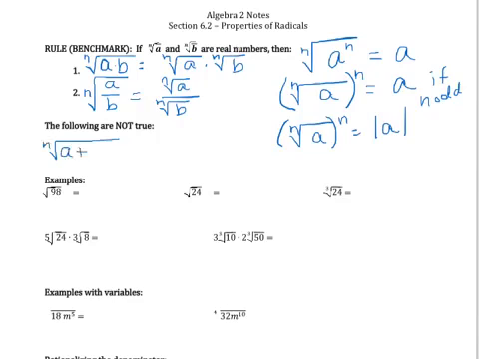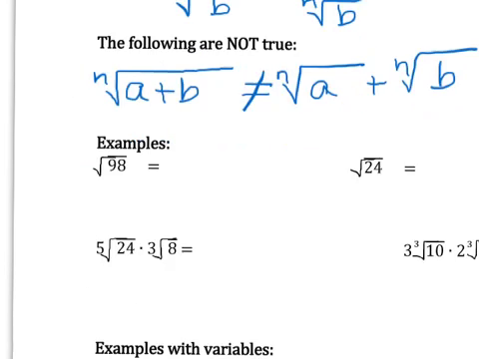A thing that is not true that a lot of people try to make true: the nth root of A plus B. Some people try to make that equal the nth root of A plus the nth root of B, but it's not equal. Don't try to make this equal. It's only true with multiplication and division, not adding and subtracting. Alright, let's look at some examples.